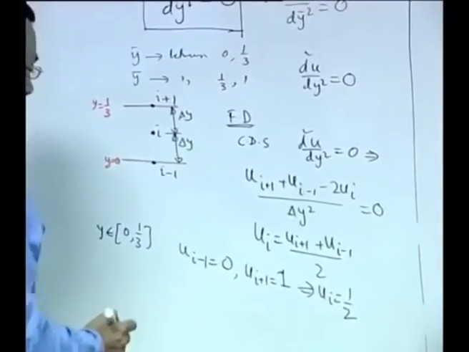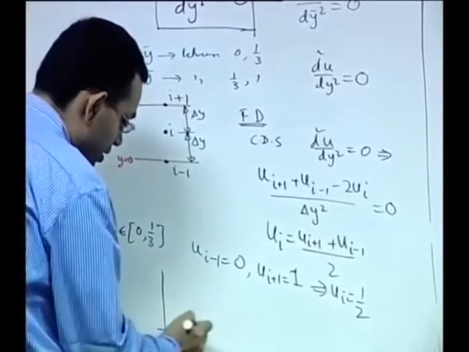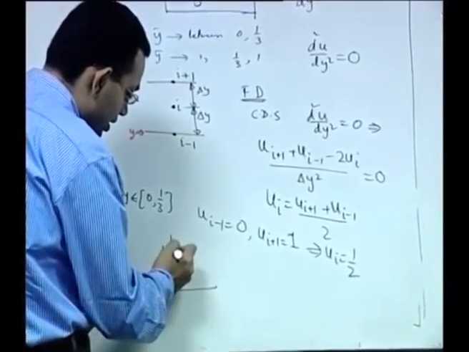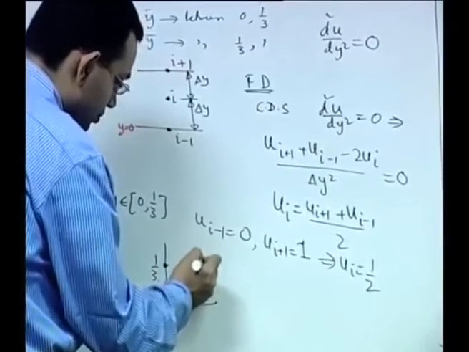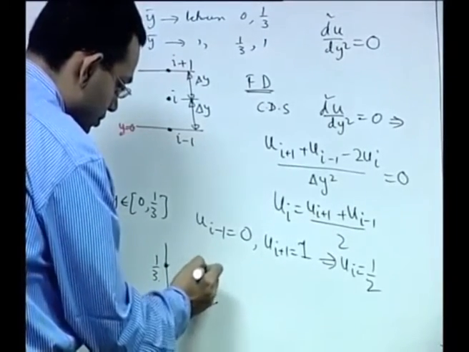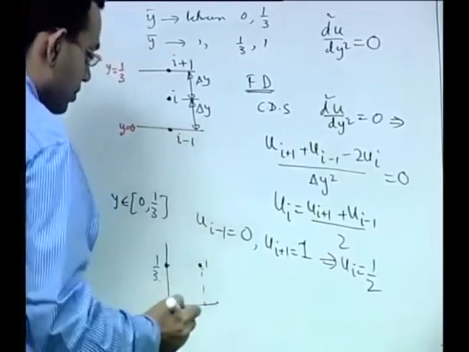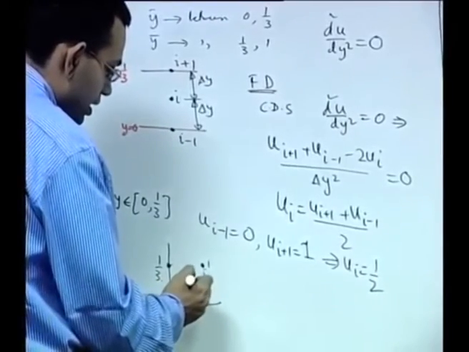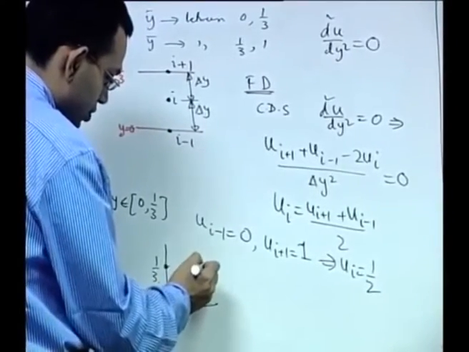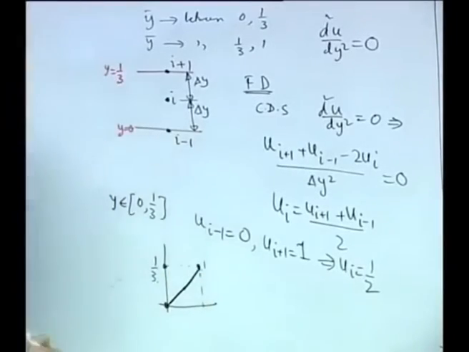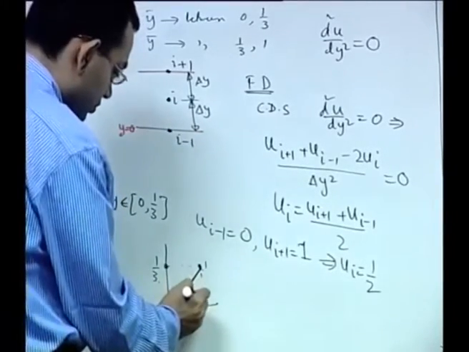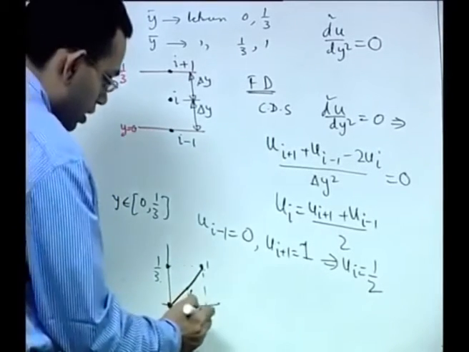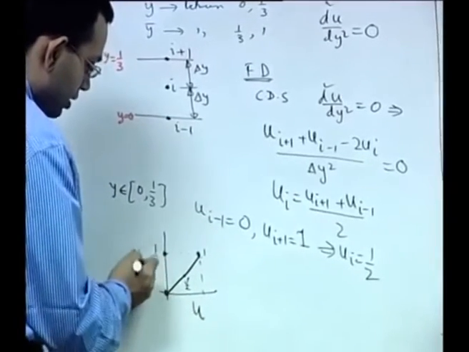So, your velocity profile in the bottom part at y equal to 0 is 0, at y equal to 1/3 it is 1, and at y equal to 1/6 it is half. So, it is a straight line. You may plot u along x and y along y.